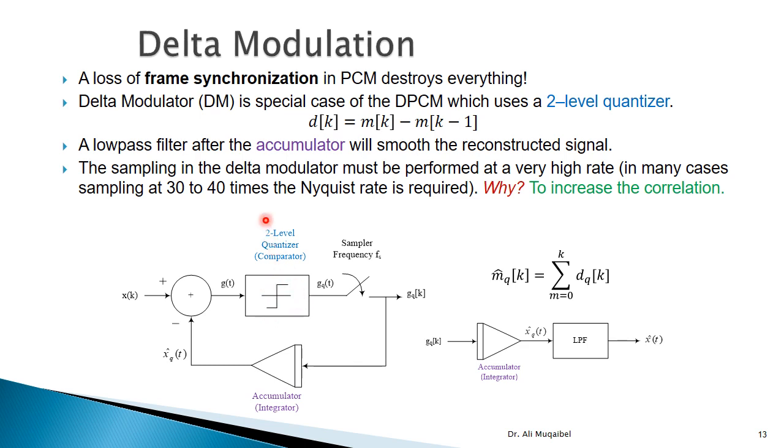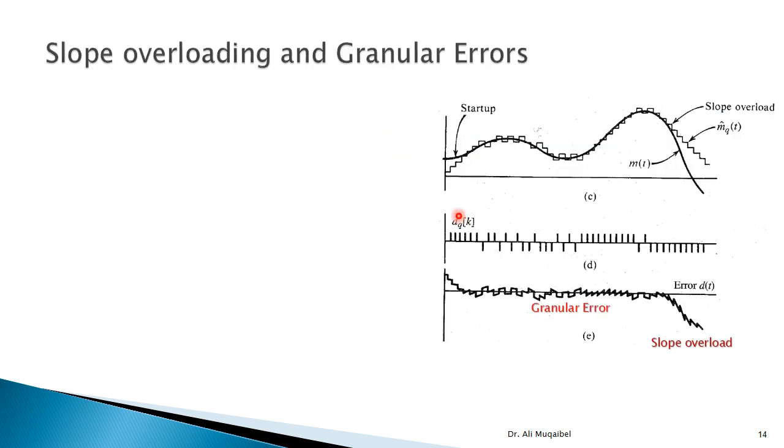Is it possible to use a 1-bit quantizer? What makes this possible is that we are sampling at much higher than the Nyquist rate. So in delta modulation, we're sampling at 30 to 40 times above the Nyquist rate, much more than that. Now, this is possible because we are only producing 1 bit per sample. Why are we sampling at such high rates?